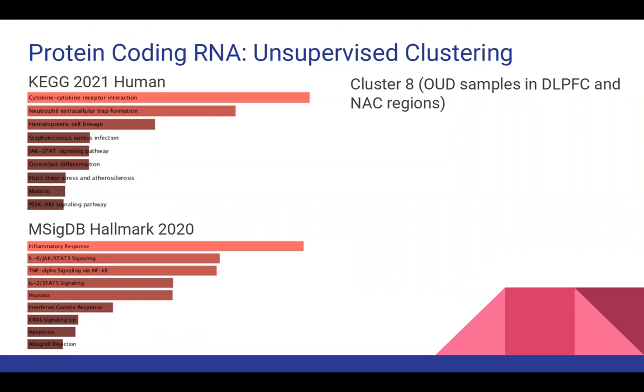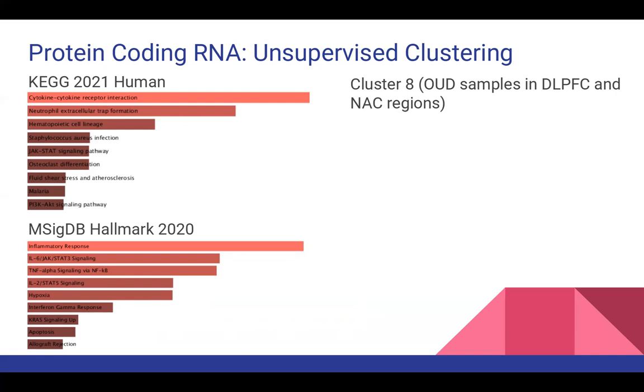Clusters 8 and 9 also contain only OUD samples, but from both dorsolateral prefrontal cortex and nucleus accumbens brain regions. On the other hand, clusters 4, 5, and 11 contain mostly control samples when combined. So the combination of clusters 4, 5, and 11 was used as a control to further analyze clusters 8 and 9. Based on this contrast, cluster 8 had 191 significant genes, while cluster 9 had 57, and 36 of these genes overlapped between the two.